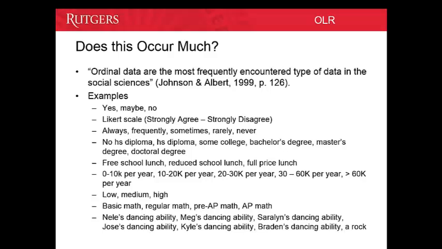Examples of such ordinal variables are numerous. We encounter them all the time in our daily life. Whenever we fill in, for example, a survey, it could be a yes, maybe, or no. The answer could be strongly agree, agree, disagree, strongly disagree. All these variables are of the ordinal type.